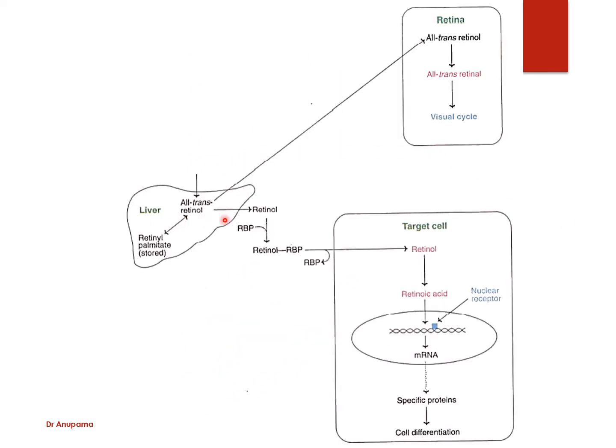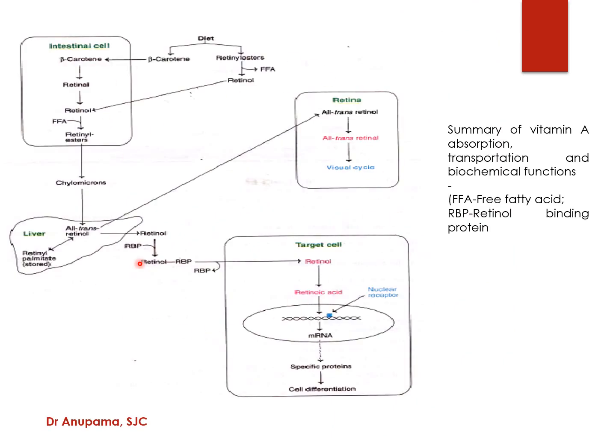And here, this retinol, if it is moving out of the liver, is carried by the RBP protein to form the retinol-RBP complex, which then goes to the target cell and induces expression of genes just like the steroid hormones do. And this also has a role to play in vision. So here we have in the retina, the all-trans retinol is converted to all-trans retinal, which enters the visual cycle. So here is the total summary of absorption, transport and biochemical function of retinol.